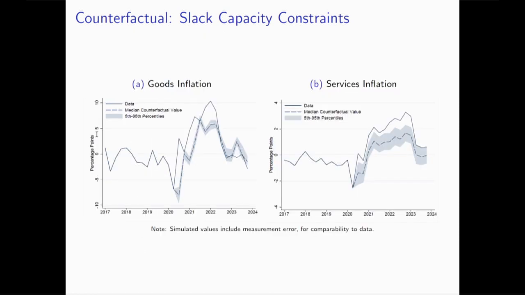Now I'm going to separate between goods and services. What you can see is that in goods, there is a very significant effect of capacity constraints. That, to some extent, is not surprising because you have a production constraint in production of US domestic goods. But there is also a very significant effect on inflation for services, even though we have imposed no constraint in the production of services. Okay?